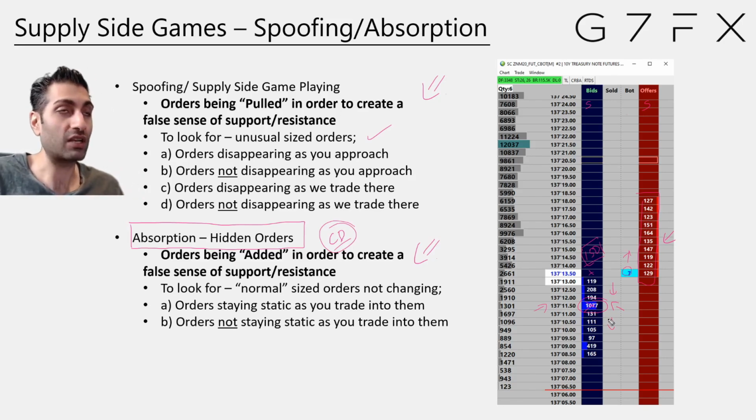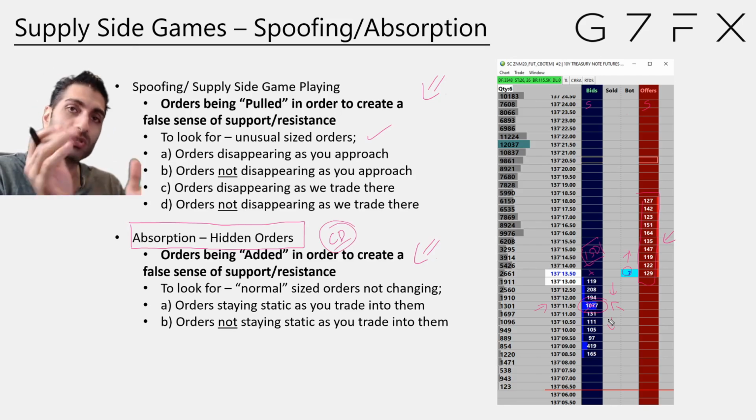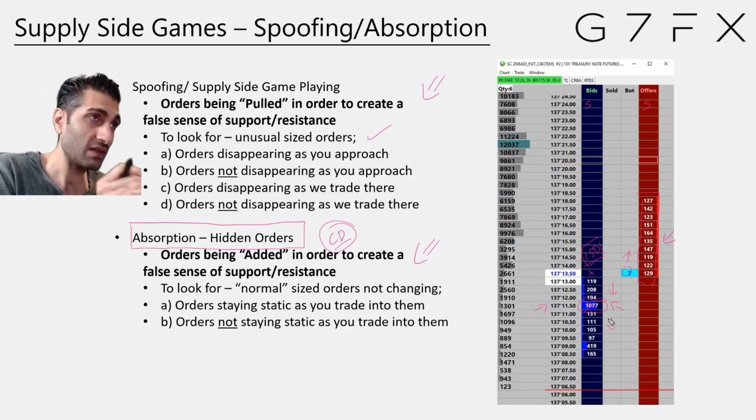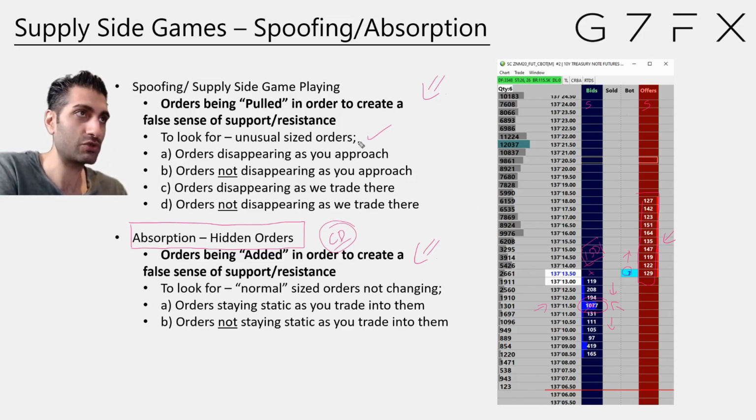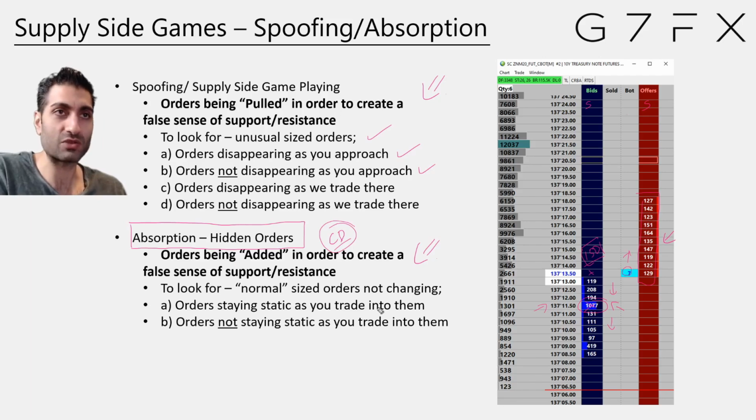Now, what I will say is a lot of the times, more and more in recent times, it is real. In thinner markets like pound dollar, people get away with stuff. It's illegal, but it happens. And it's easier to hide because the sizes are smaller. But what I want you to do is observe in the treasury market the unusual orders, possibly watch for some of these disappearing as we approach, or watch for it not disappearing as we approach.